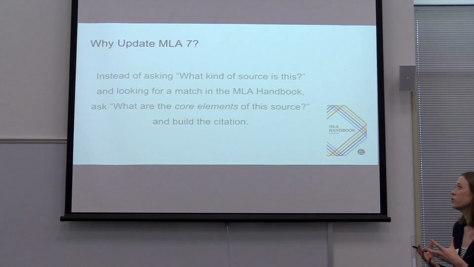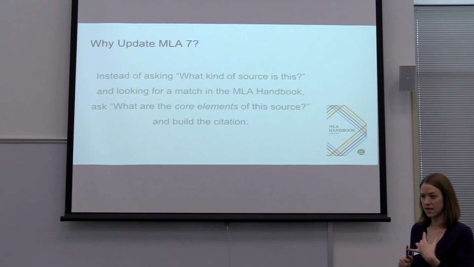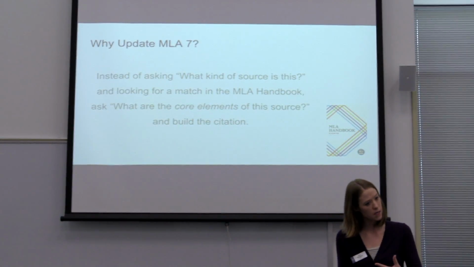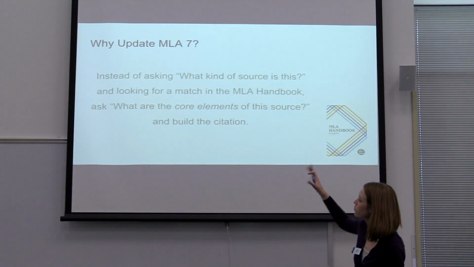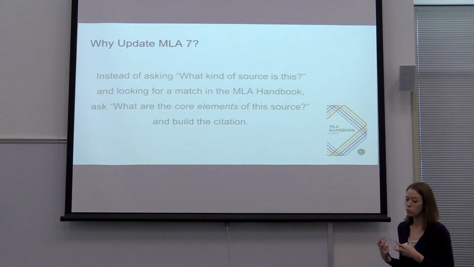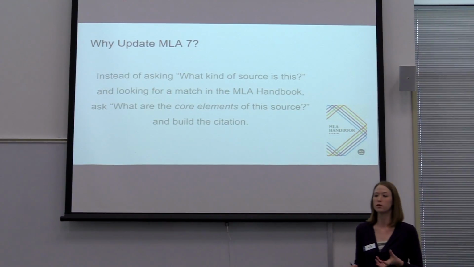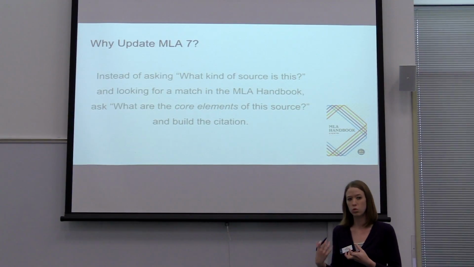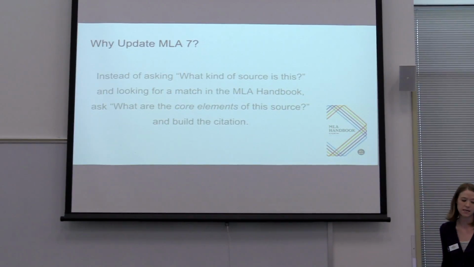So think, for example, about a song on an album that gets digitized and then uploaded to YouTube. If I want to cite that, well, what am I citing? Am I citing the song? Am I citing the YouTube video? How do we do that? So instead of focusing on what kind of source it is, this new edition wants students to ask, what are the core elements of this source? What are the characteristics that almost all sources will have? And as we figure out what the core elements of the source are, we build the citation from there.